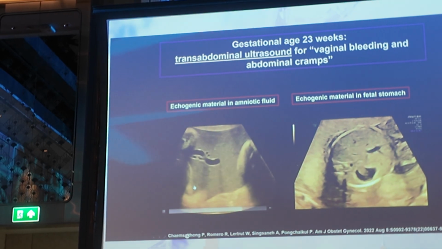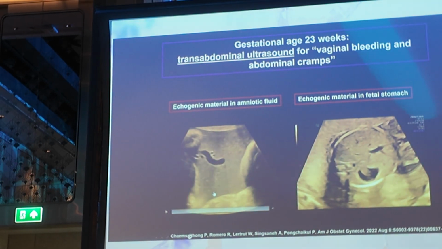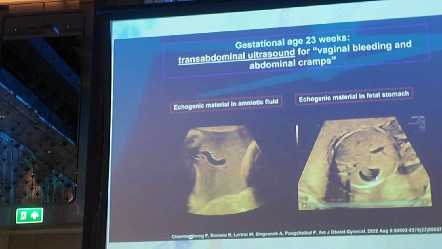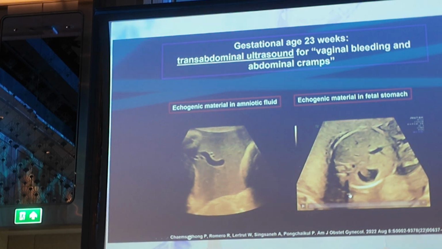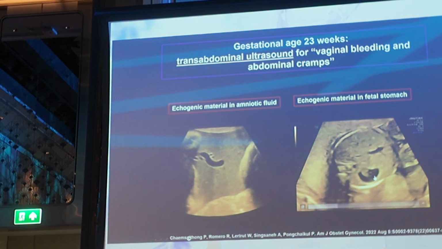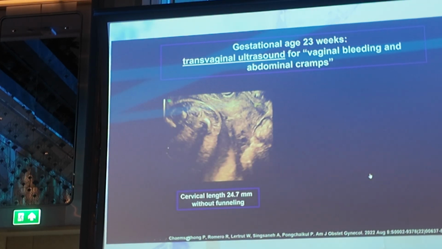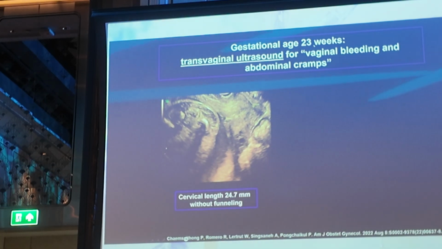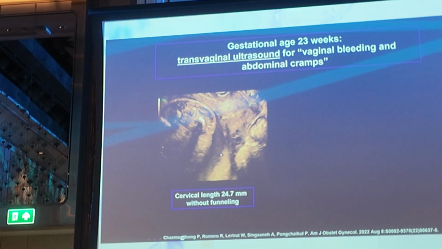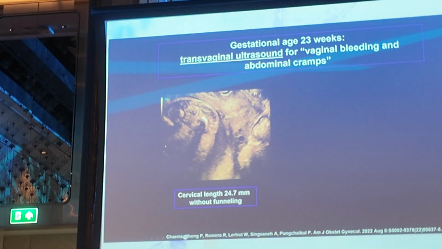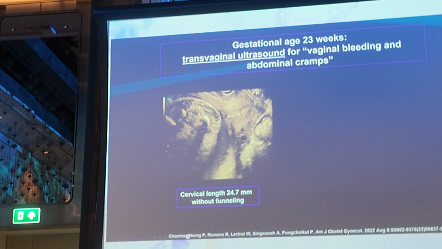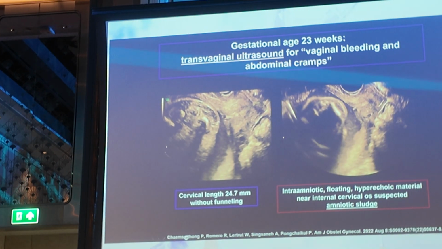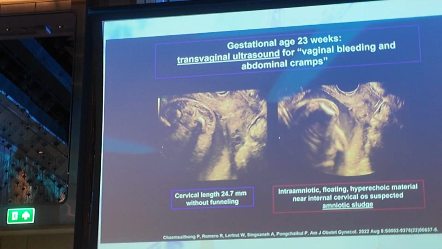But this is not typical sludge. It's particulate matter in the entire amniotic cavity. And even this particulate matter was swallowed by the baby, and you can see it here in the stomach. So here is what happened, 23 weeks of gestation. You can see the particulate matter without funnel, and here is the cervix. And here is the particulate matter everywhere.